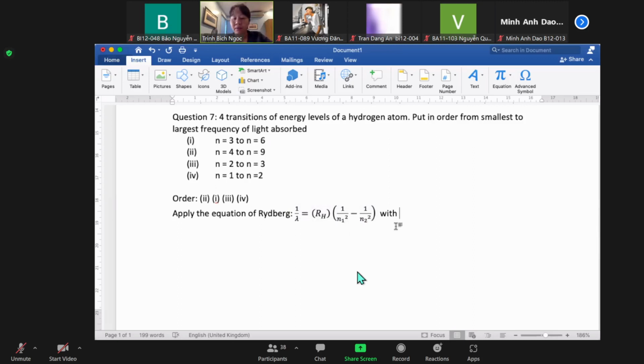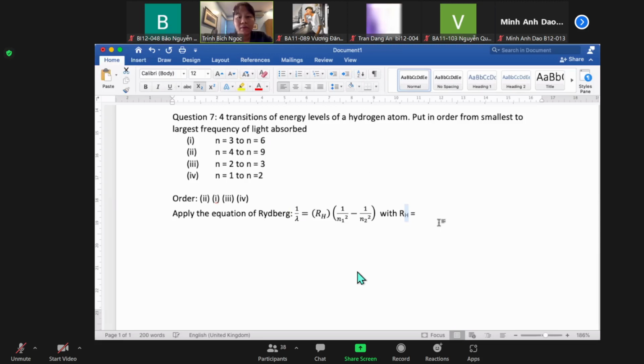With the constant, Rydberg constant, sẽ bằng 109677,57 cm trừ 1. Đây là công thức Rydberg.